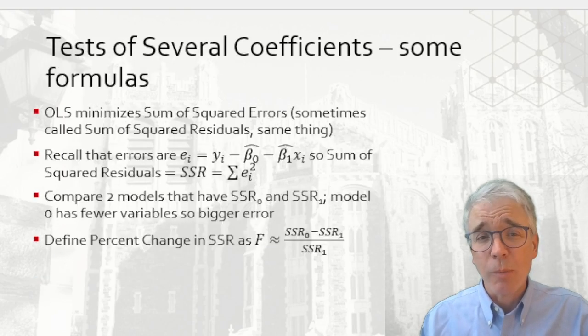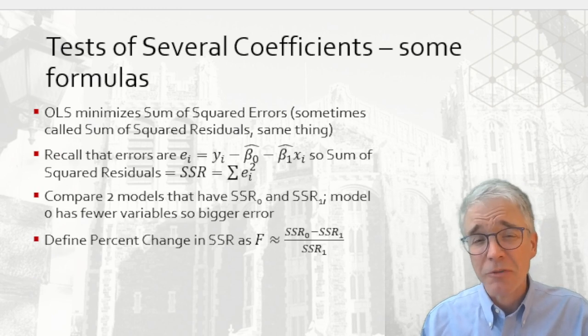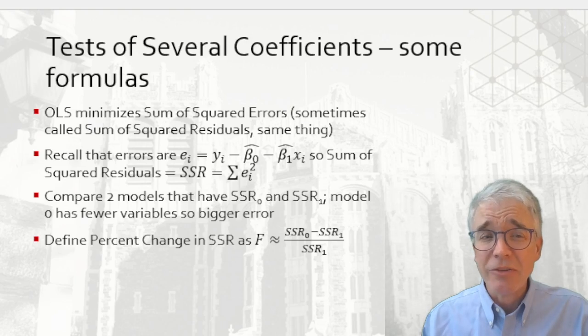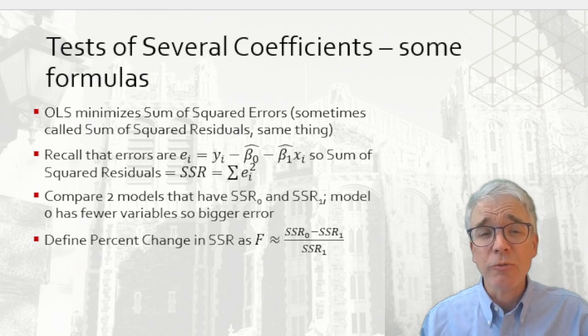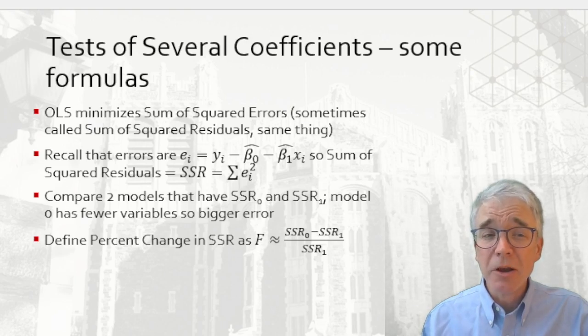Looking a bit deeper at the formulas, the sum of squared errors, sometimes called sum of squared residuals, is the sum of each error term squared. Each error term is y minus beta hat value times x. So when we compare two models, we typically assume one is nested within the other. It's a proper subset with fewer x variables. The sum of the squared residuals for the base model with fewer variables, that's SSR naught. Then the model with more x variables, that's SSR1. So SSR naught must be larger. Few variables means larger errors.